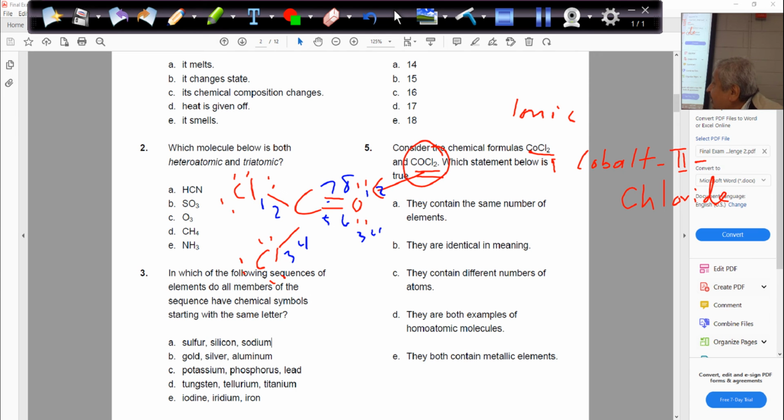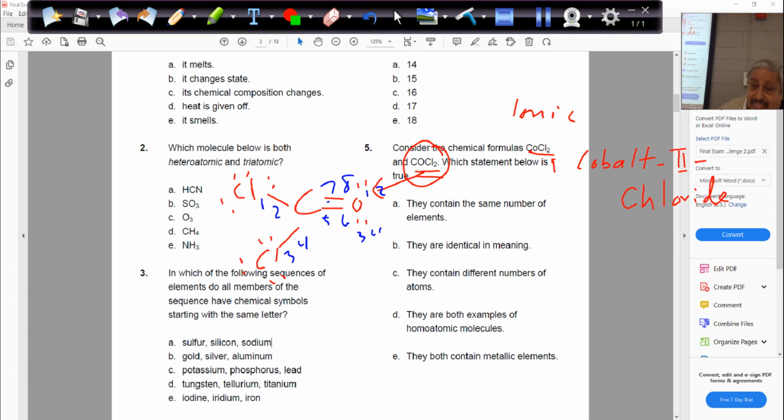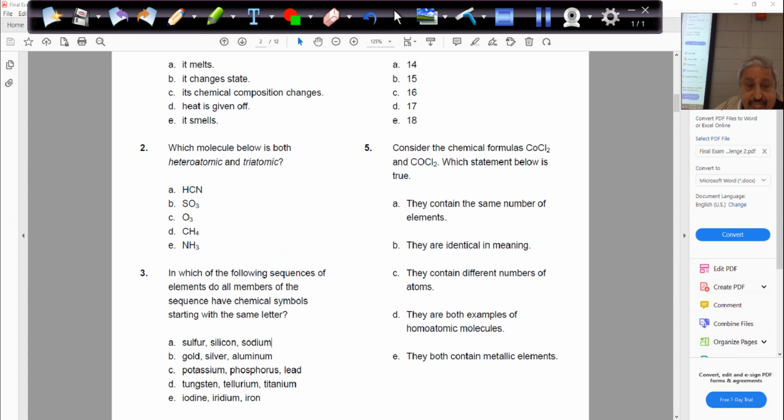They both contain metallic elements? No. So the answer is what? The answer is C. Are you following me here? That's the correct answer. So this is 5. Let's go and make 6.